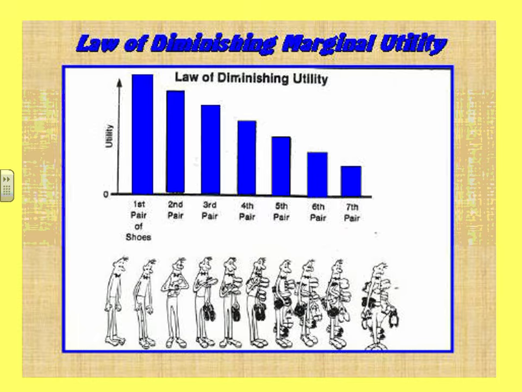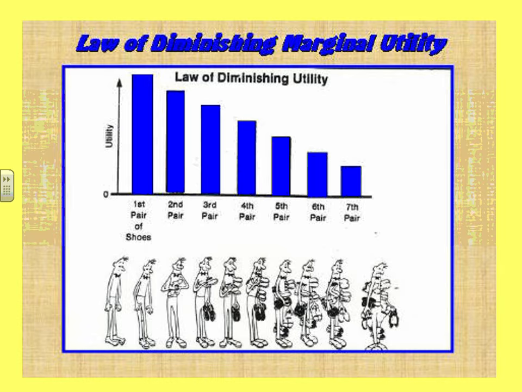Basically, it states that the more of something that you get, the less utility, or satisfaction, you get from consuming it. The diagram here shows shoes. This guy is very happy to get his first pair of shoes, but as he keeps getting shoes, it becomes more of a burden than a benefit.